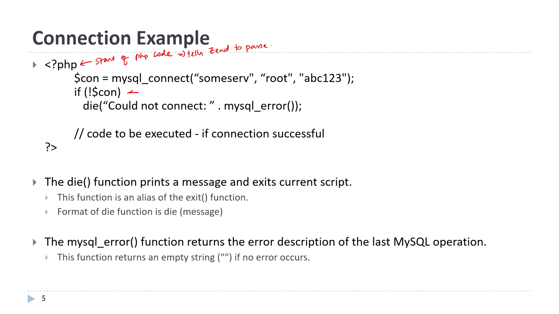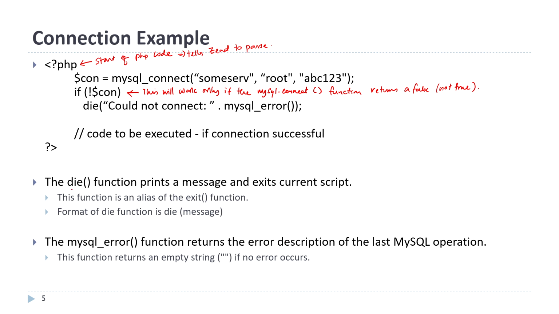So, this will work only if the MySQL connect function returns false or not true. Okay. So, by default it returns true. If it does not return true, if it returns something else, then this $connection will not be true, and then we can print whatever the error is.